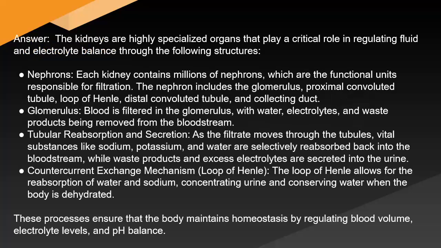Answer: the kidneys are highly specialized organs that play a critical role in regulating fluid and electrolyte balance through the following structures. Nephrons. Each kidney contains millions of nephrons, which are the functional units responsible for filtration. The nephron includes the glomerulus, proximal convoluted tubule, loop of Henle, distal convoluted tubule, and collecting duct. Glomerulus. Blood is filtered in the glomerulus with water, electrolytes, and waste products being removed from the bloodstream.